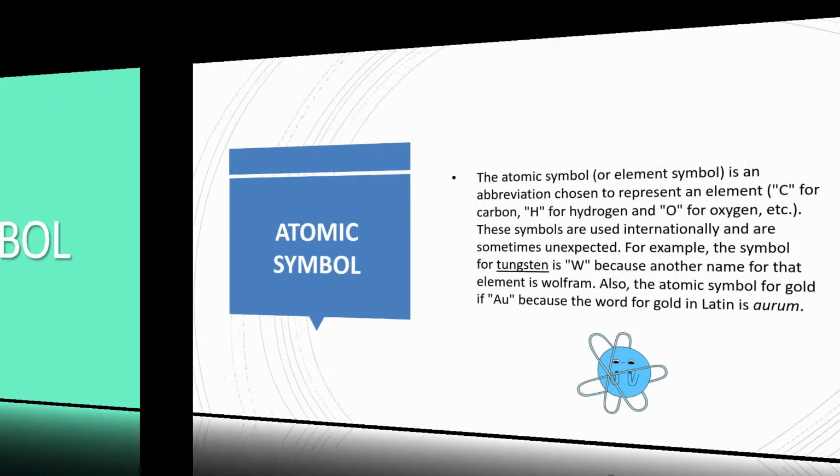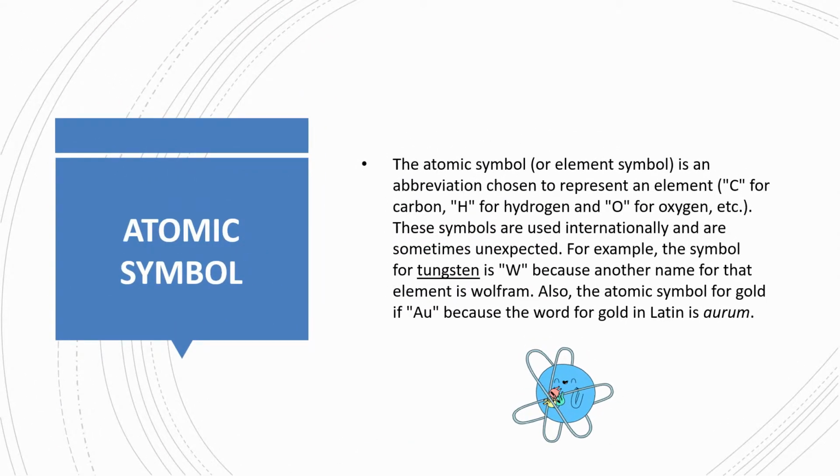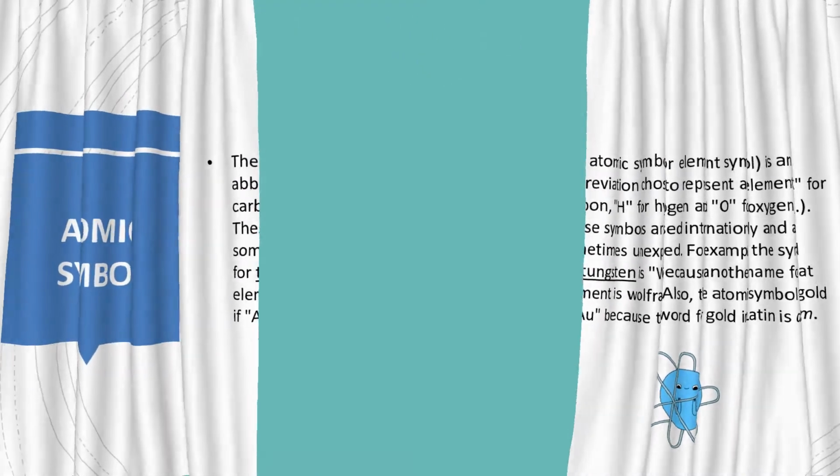Atomic symbol. Atomic symbol or element symbol is an abbreviation chosen to represent an element. C for carbon, H for hydrogen, and O for oxygen, etc. These symbols are used internationally and are sometimes unexpected. For example, the symbol for tungsten is W because another name for that element is wolfram. Also, the atomic symbol for gold is Au because the word for gold in Latin is aurum.